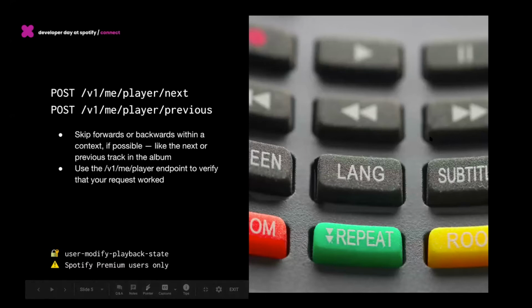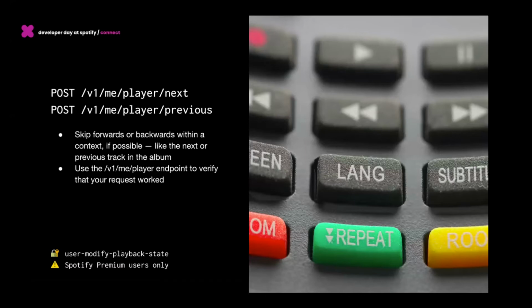So if you choose, you can use the player API to skip forwards or backwards within a context, if a context is playing. For example, to skip forward to the next track in an album, or to skip backwards to the previous track in the album. And you can do that using the player/next and player/previous endpoints. These endpoints are for Spotify Premium users only as well, and they require the user-modify-playback-state scope. So similar permission to the player/play endpoint for scopes you'll have to ask users for.